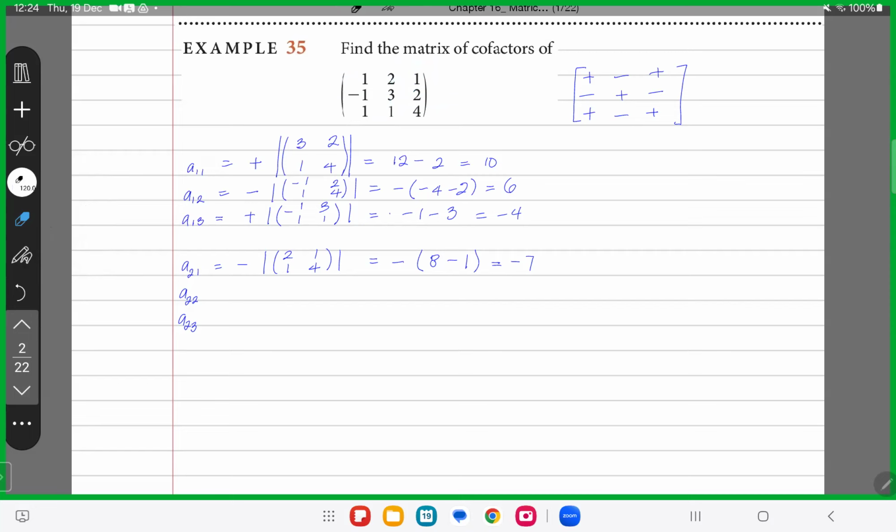Second element in the second row. So we're going to ignore the second row, second column. Find the determinant of the remaining matrix. This is 4 minus 1. This is 3.